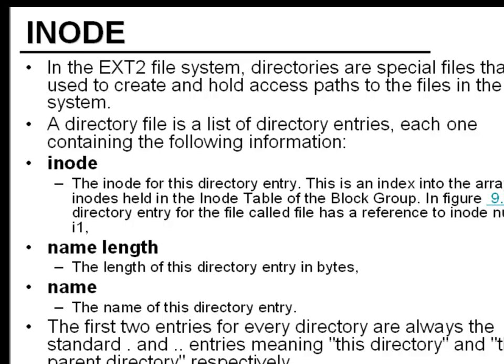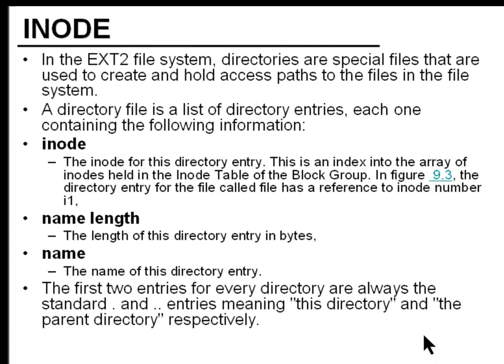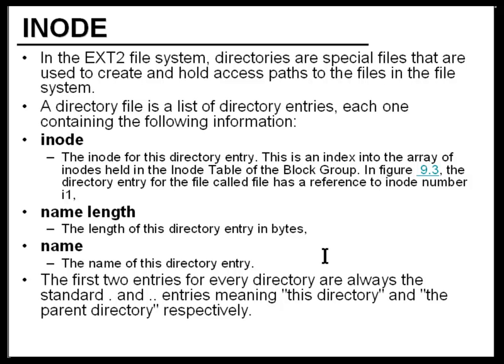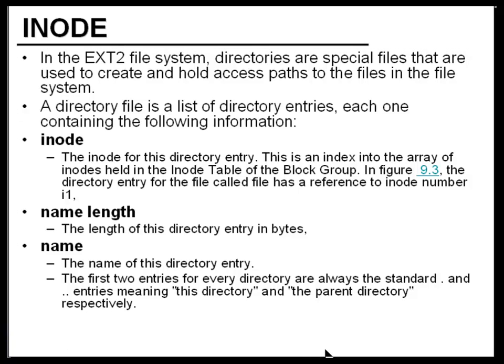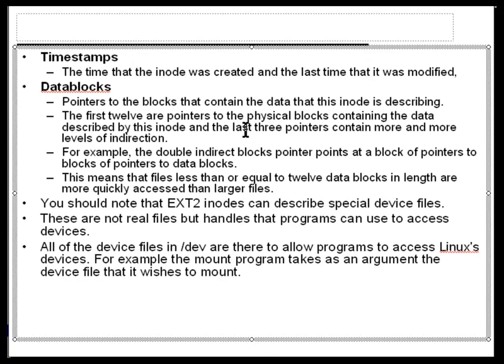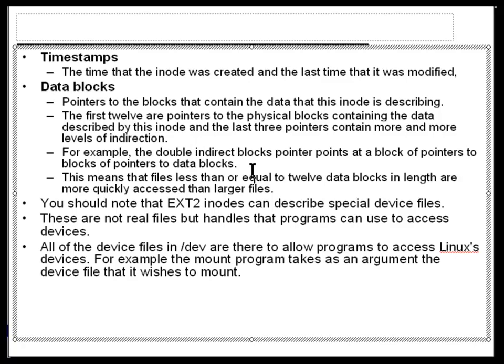Okay, in the ext2 file system, directories are special files that are used to create and hold access paths to the files in the file system. A directory file is a list of directory entries, each one containing the following information: the inode for this directory entry, the name and length of the directory entry in bytes, the name of the directory entry. And so the first two entries for every directory are always the standard dot and dot-dot entries, meaning this directory and the parent directory. It also holds timestamps, the MAC times, and it holds data blocks, pointers to the blocks that contain the data that this inode is describing.